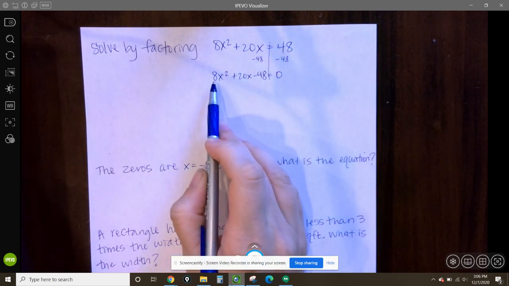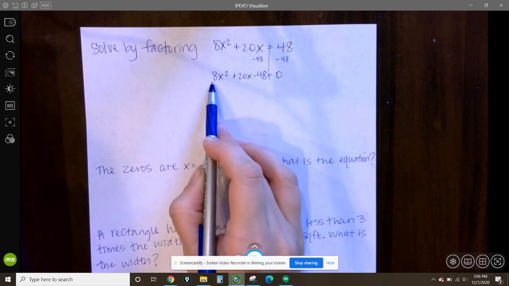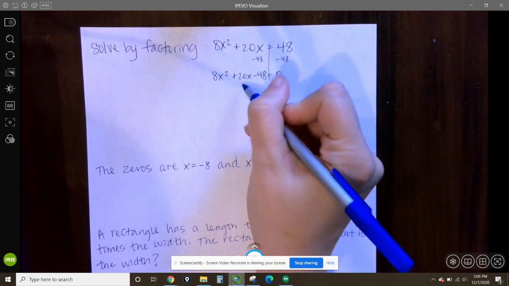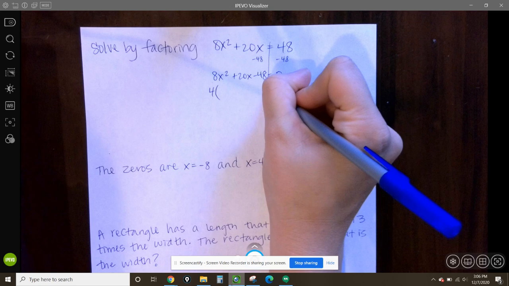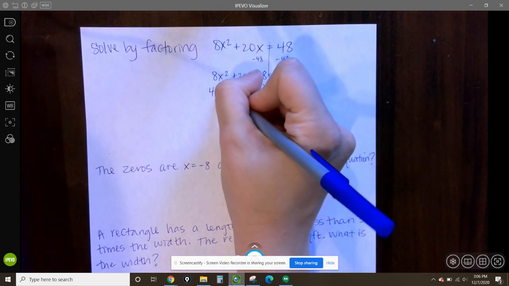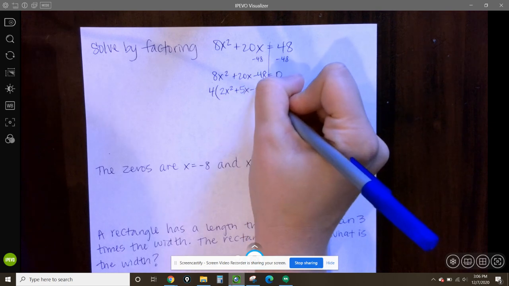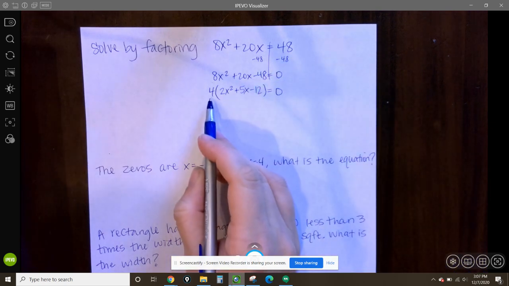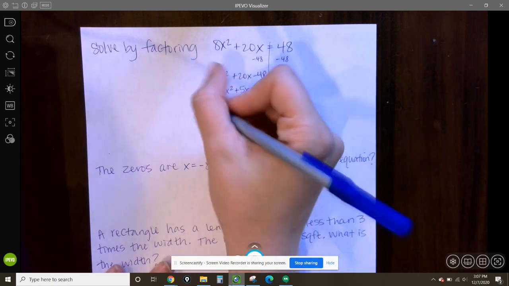So first, I notice that 4 goes into all of these. So before I do any actual factoring with parentheses, I'm going to pull out a 4 here. So I'm going to divide all of these things by 4. So this one would be 2x squared, this would be 5x, and this would be 12. So that 4 is just going to be out front. Now I'm going to factor this trinomial right here.